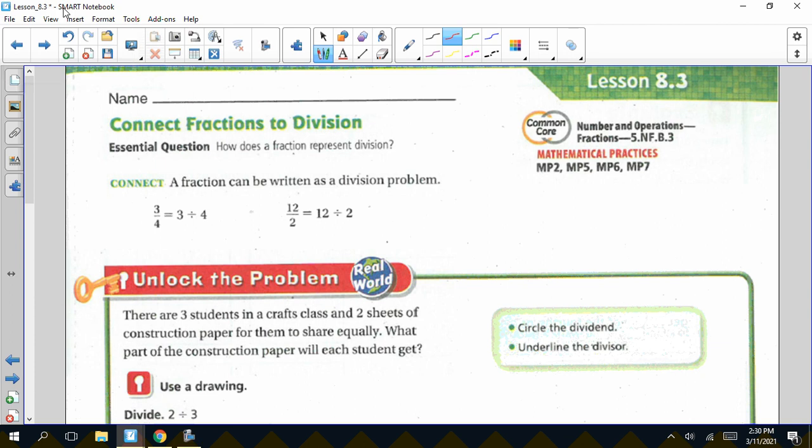Welcome fifth graders. Today we're going to do lesson 8.3. We're connecting fractions to division. Every fraction can be written as a division problem, and every division problem can really be written as a fraction.